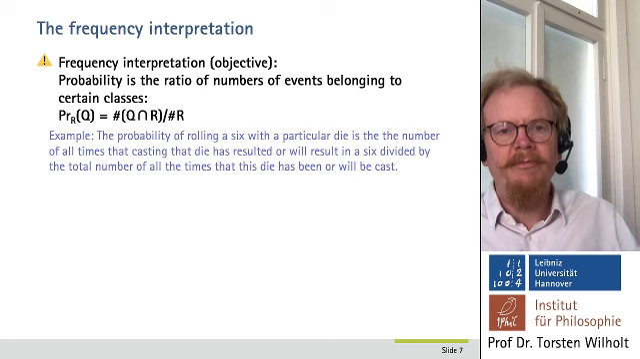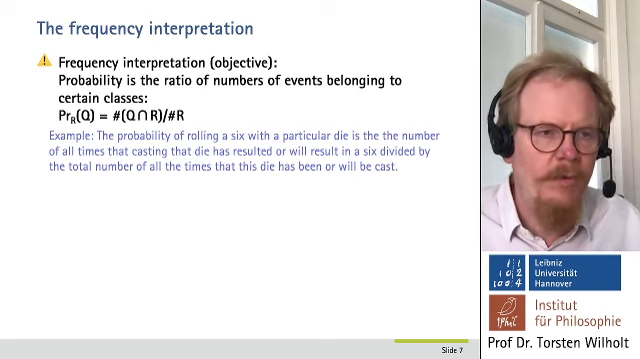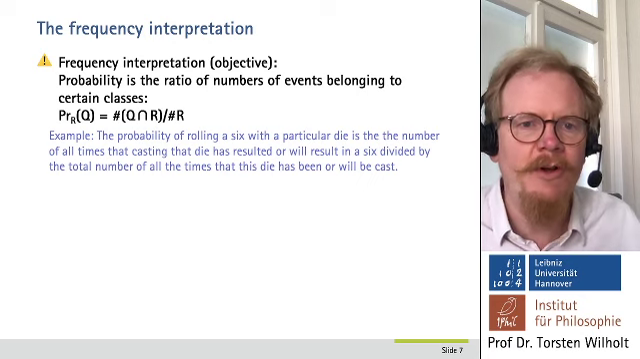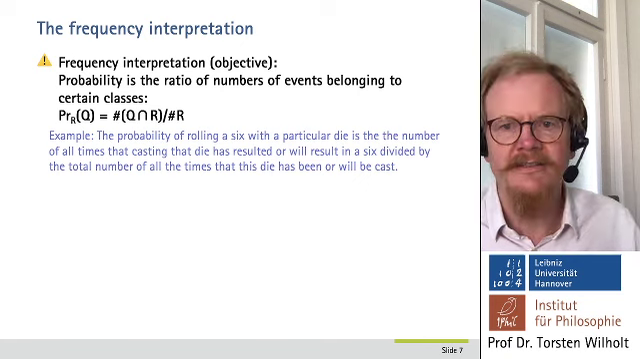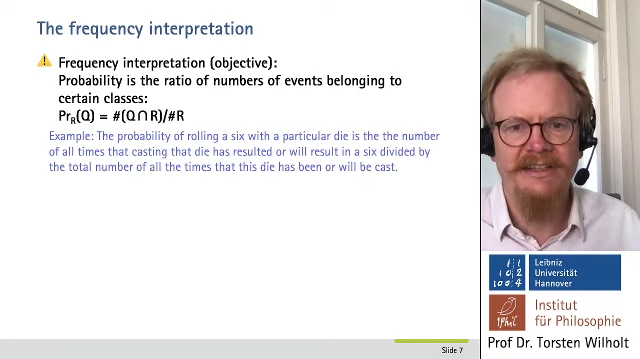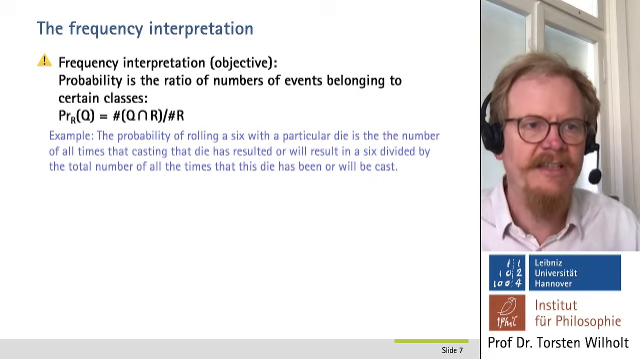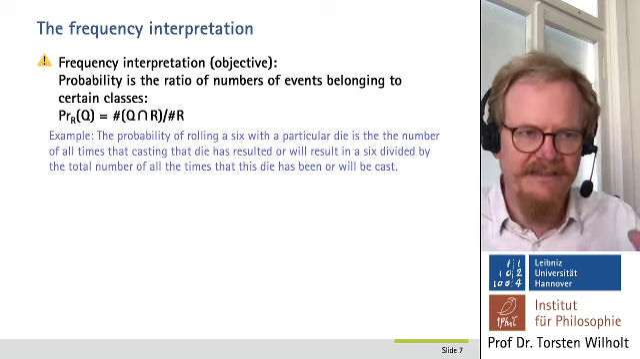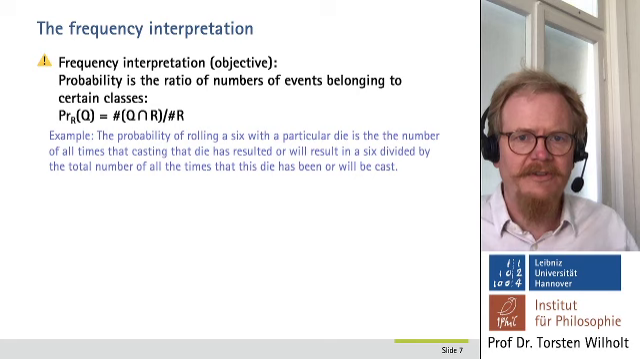For example, the probability of rolling a 6 with a particular die. What's the probability of rolling a 6 with this particular die? It's just the number of all times that casting that die has resulted or will result in a 6, divided by the total number of all the times that this die has been or will be cast. Just one number divided by the other number. That's the probability. That's the rough idea of the frequency interpretation.